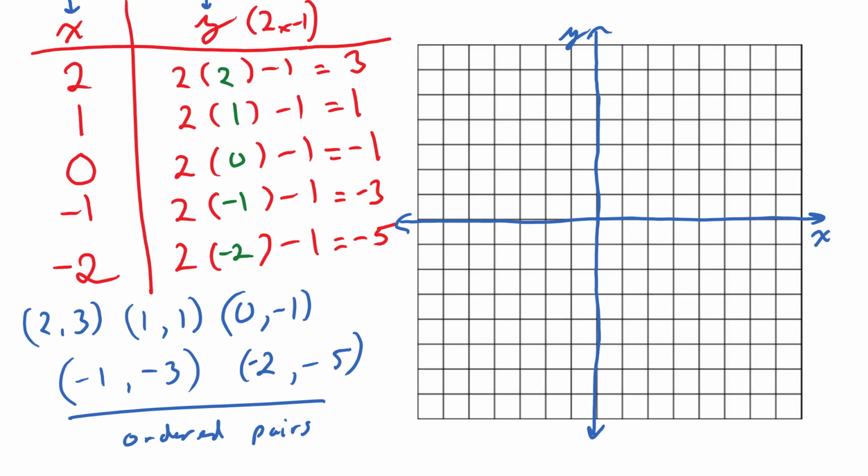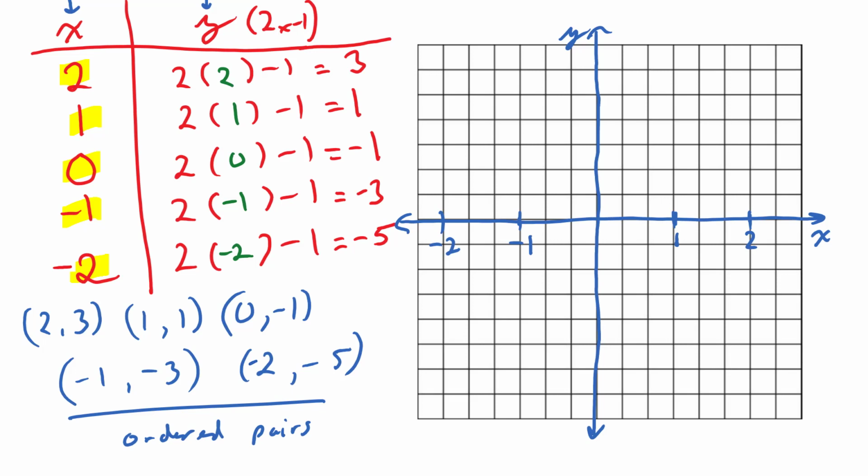If we look at our x values here, we have 2, 1, 0, minus 1, and 2. So let's put our scale on here based on that. We'll do 1 and 2. We'll do minus 1, minus 2. Every 3 boxes is worth 1 unit on my x-axis.